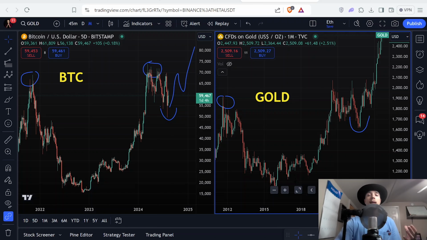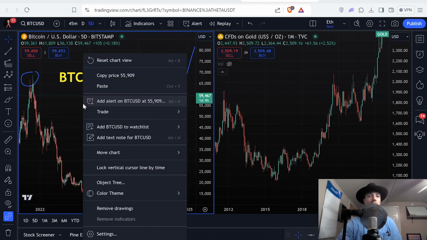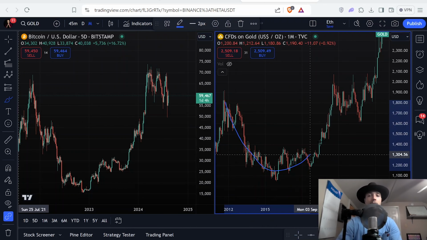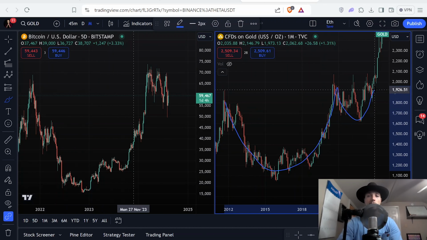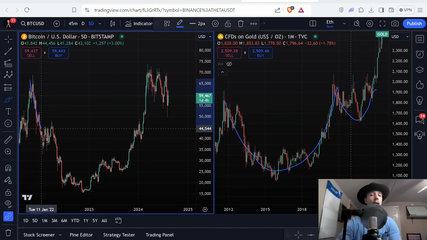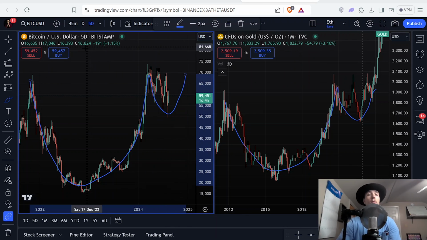Why? Because that's a perfect cup and handle pattern. Let's remove all the drawing tools and just talk about patterns for a second. Look how perfect that cup and handle on gold was. If that's not a perfect cup and handle pattern, I don't know what is. And that's a perfect cup and handle on Bitcoin too.